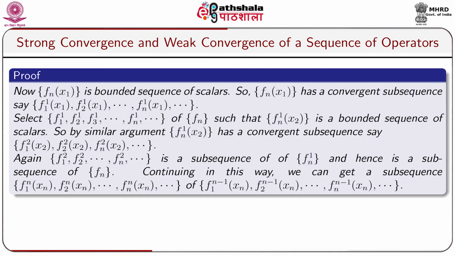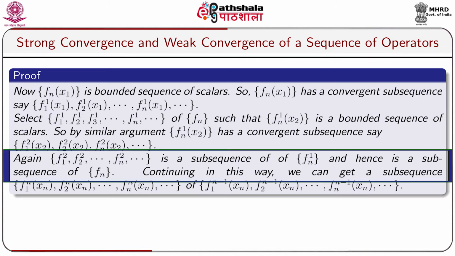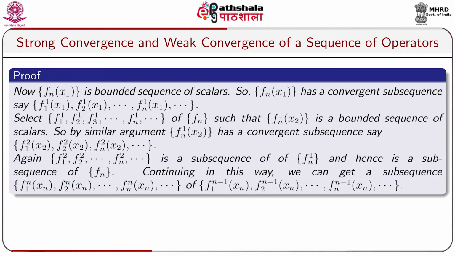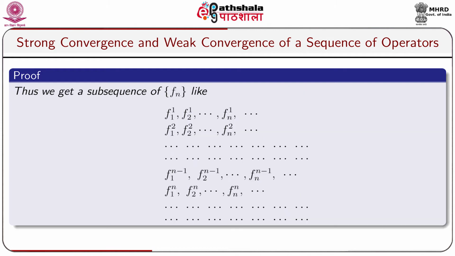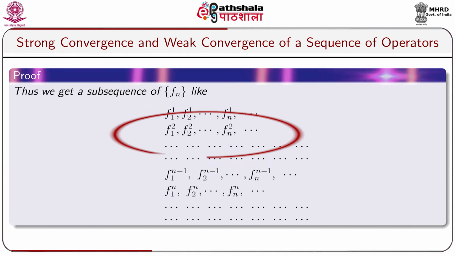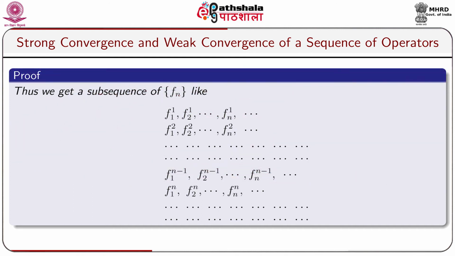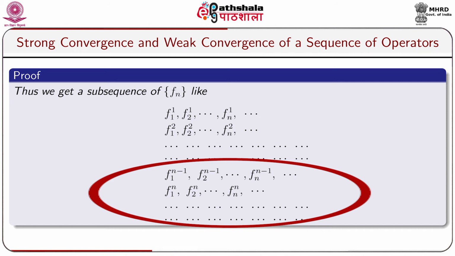This follows since every bounded sequence has a convergent subsequence. Again, the sequence of functionals F12, F22, ..., Fn2 is a subsequence of the sequence Fn1 and hence is a subsequence of the sequence Fn, and this process can be continued. Continuing in this way, we get a subsequence of the earlier subsequence. Thus, we get subsequences of the sequence Fn like F11, F21, ..., Fn1, ..., F12, F22, ..., Fn2, ..., and continuing in this way, we get F1n, F2n, ..., Fnn, ..., and so on.